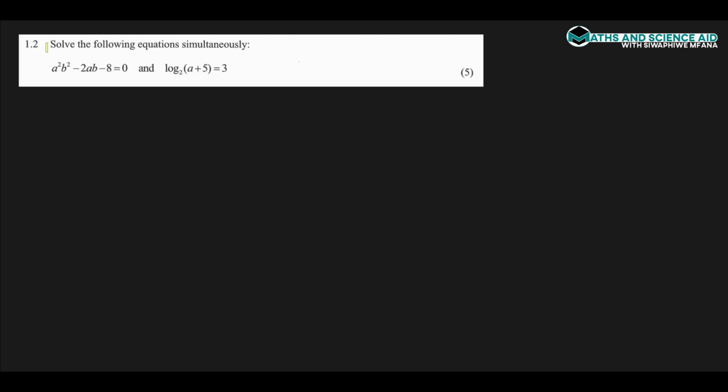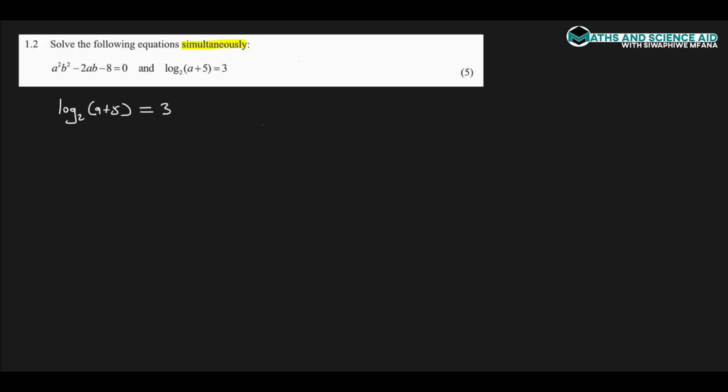Question 1.2 says solve the following equations simultaneously. And the first equation is a squared b squared minus 2ab minus 8 is equal to 0. And the second equation is log of a plus 5 to base 2 is equal to 3. So to do this, we must start with the log equation. And we need to change it from the log format into the exponential form.